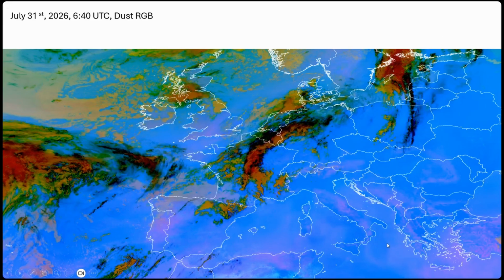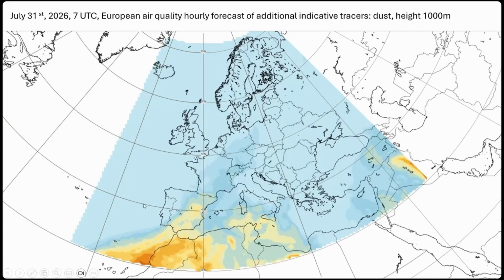As you can see, there isn't much dust indication, a bit of pinkish color here and there, but that could also be a sign of dry air, for example here over the mountainous area over Italy. And if we now have a look at the air quality for dust in the model, you can see that the dust is really situated more over Africa, and nothing comes to the central and eastern part of the continent.